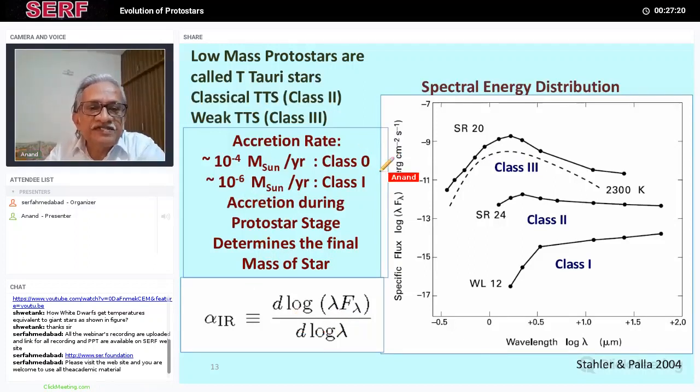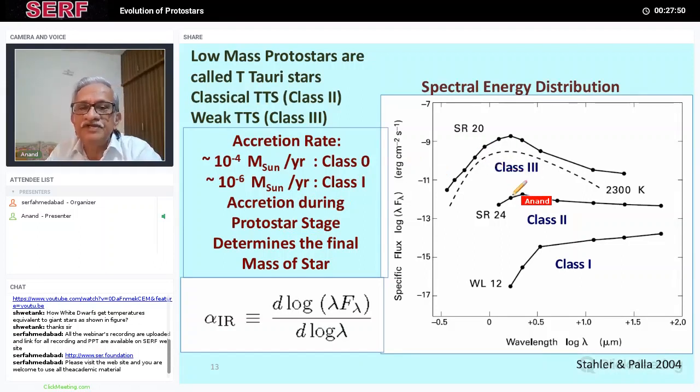Now the accretion rate at the class 0 stage is 10 to the minus 4 solar masses per year, quite large accretion. And when you come to class 1, the accretion rate decreases to 10 to the minus 6 solar masses per year. Accretion during the protostellar stage determines the final mass of the star, because almost 10-20% of the mass is accreted during this stage. So the final mass is finally decided by the accretion rate.